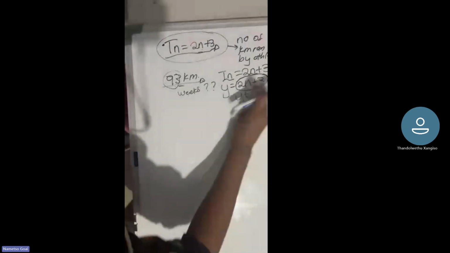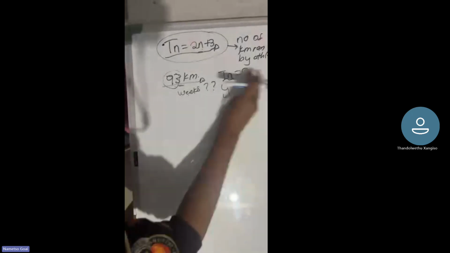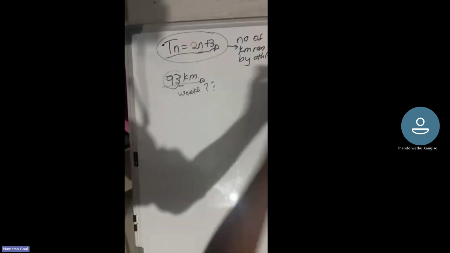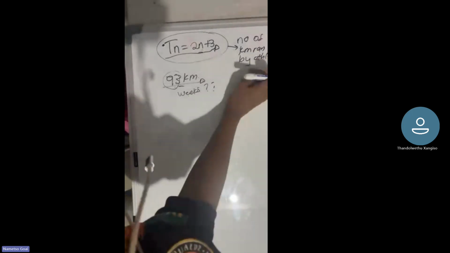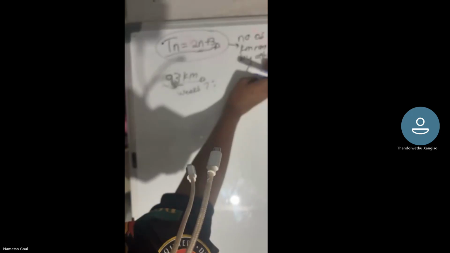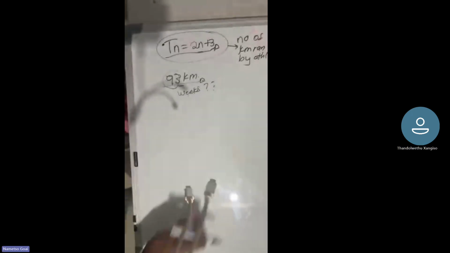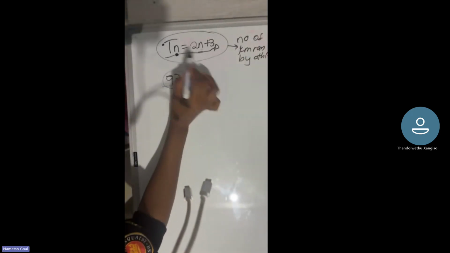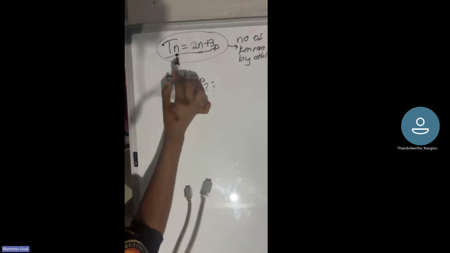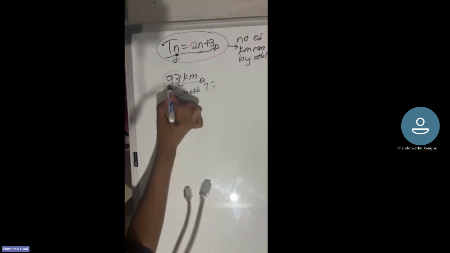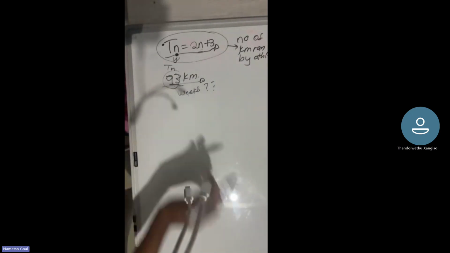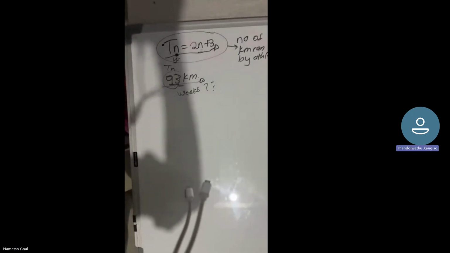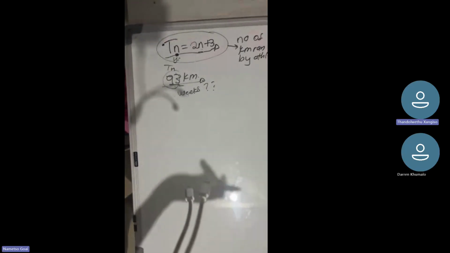So in this question they're saying that the athlete has ran 93 kilometers, and they're telling us that this sequence represents the number of kilometers ran by the athlete, right? Yes. Okay, cool. So we know that this Tn, which is our y, represents the number of kilometers. It means that this 93 will be our Tn. Oh, I see. Okay. So we are looking for the week. We're looking for n.